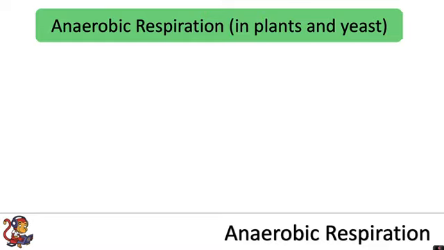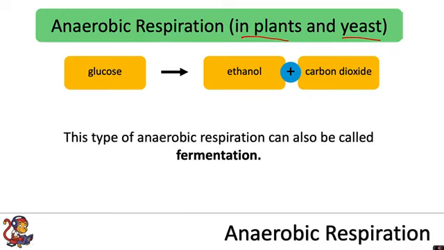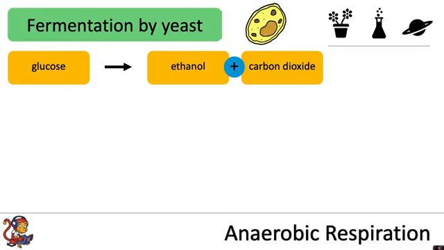Anaerobic respiration also occurs in plants and yeast, which is a type of fungus. The equation for anaerobic respiration in plants and yeast is different to that of animals. We still start off with glucose, but this time the glucose breaks down into ethanol and carbon dioxide. This type of anaerobic respiration can also be called fermentation. So I'm going to use the word fermentation to discuss a few examples. Fermentation by yeast can be very useful when yeast break down glucose into ethanol and carbon dioxide.